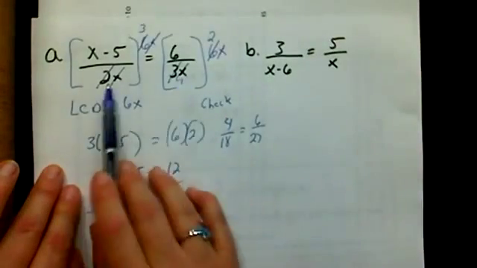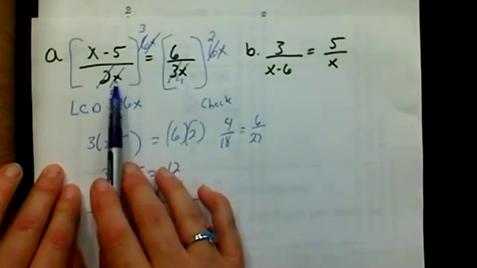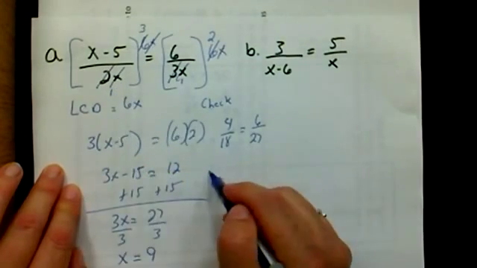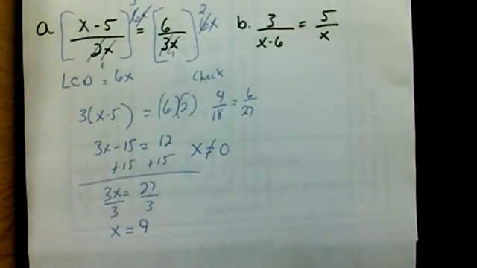But 9 is not going to make either denominator become 0. The only thing that would make these become 0 is 0. So x could never equal 0. Okay? So you'd have to be really careful with that part.